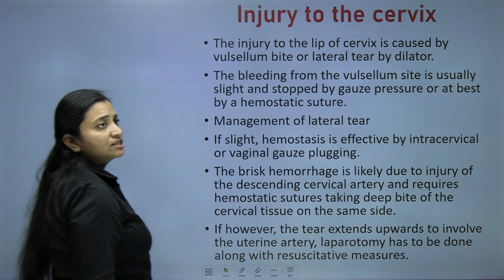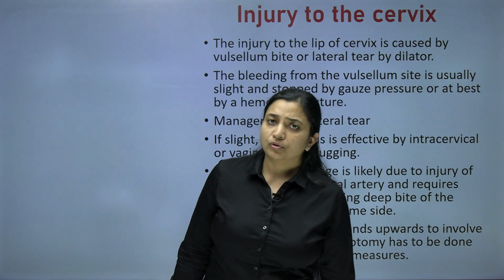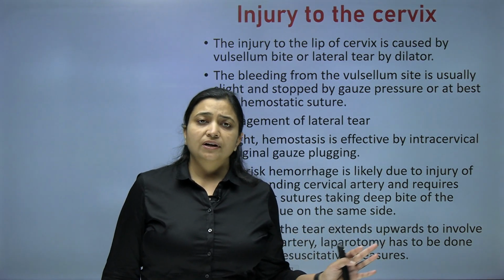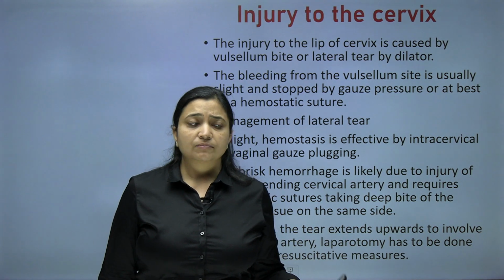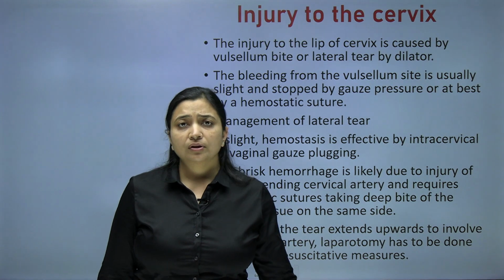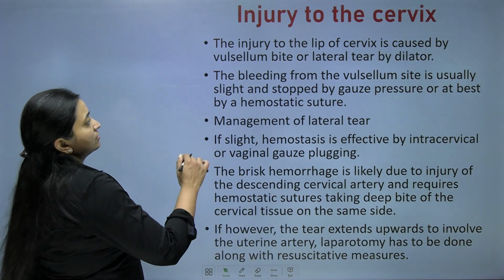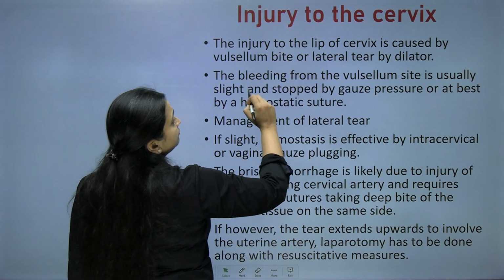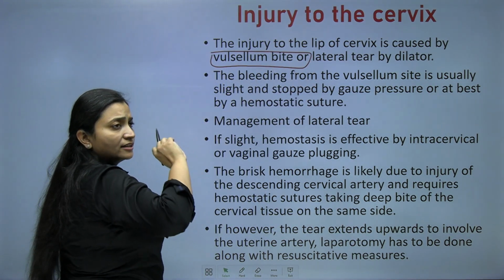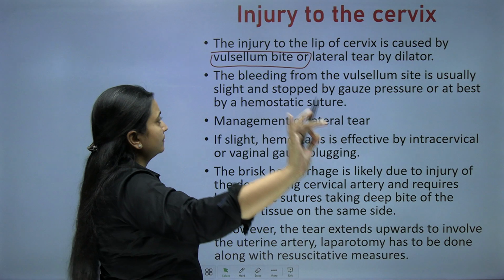Now how to manage these complications, this is very important. Up till now, till undergraduate level it is okay, but if you are appearing for your postgraduate examination, you should know how to manage that injury which has happened there and then on the table. Injury to the cervix. The injury to the lip of the cervix is caused either by a vulsellum bite or a dilator has gone wrong, so there is a total tear.